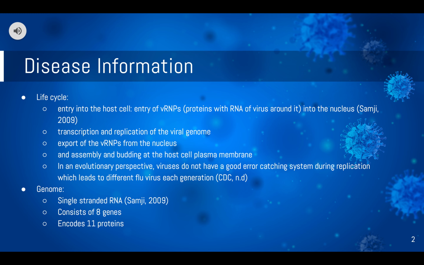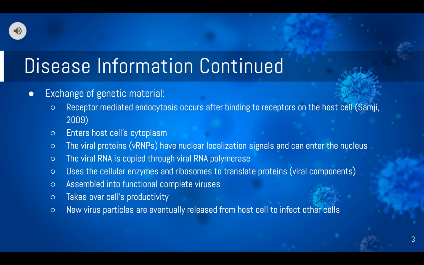The genome of the flu virus contains single-stranded RNA, unlike our double-stranded DNA. It has 8 genes which code for 11 different proteins. Exchange of genetic material for the flu is also similar to a few other viruses.